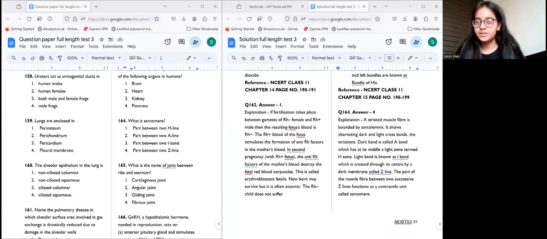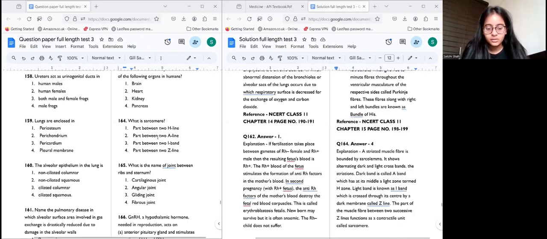So a striated muscle fiber is bound by a sarcolemma. Let me just draw it for you all. Okay. So the muscle fiber is bound by a sarcolemma. This is the sarcolemma. That is the outer layer of the muscle fiber.